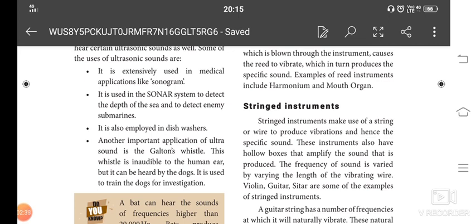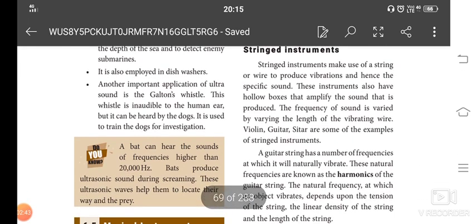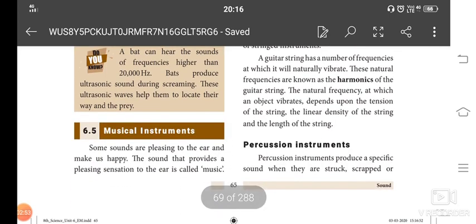For that, dogs can hear the sound. And then the bat can hear sound of frequency higher than 20 Hz, more than that, ultrasonic. These ultrasonic waves help them to locate the prey. Because bats cannot see properly, with the help of the echo only they can move from one place to another.